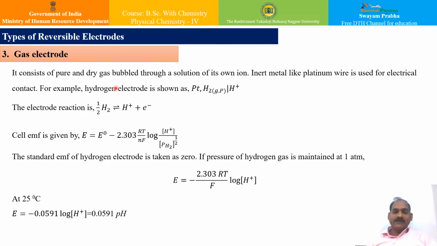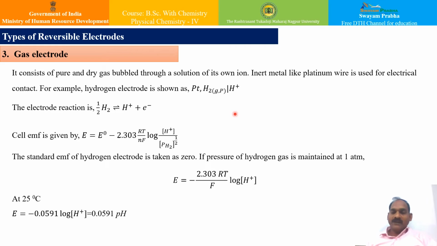This is another basic electrode, the gas electrode, which I guess we have also seen earlier, this particular type of electrode. It basically consists of a pure and dry gas which is bubbled through the solution of its own ion. Now you can insert any metal like platinum wire. You can take platinum wire which is attached to platinum foil. It is used for the electrical contact, and you can dip it into the solution of hydrogen ion, isn't it?